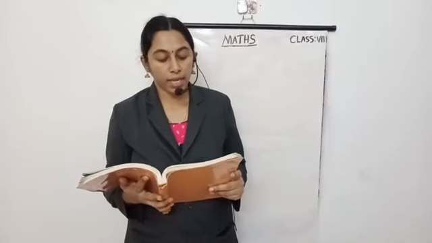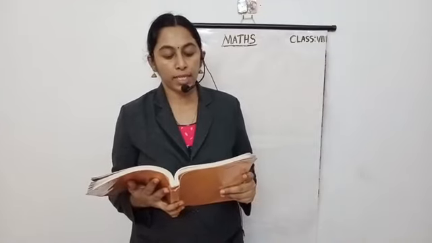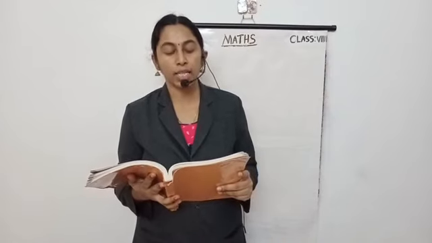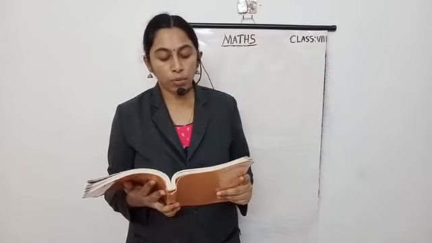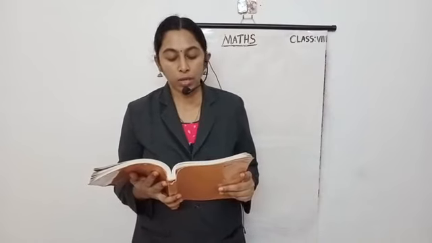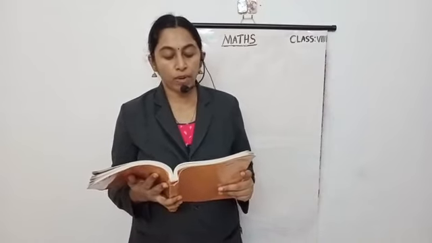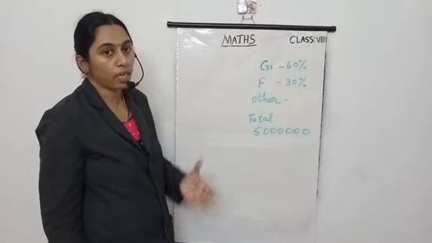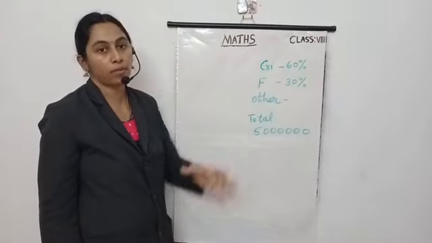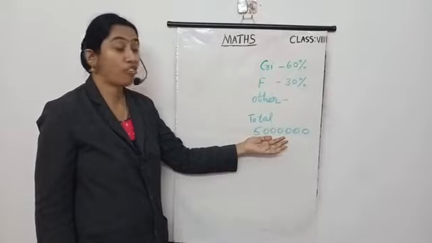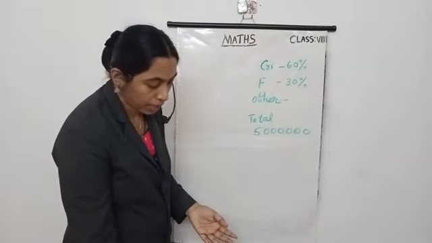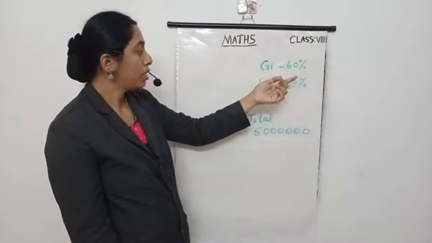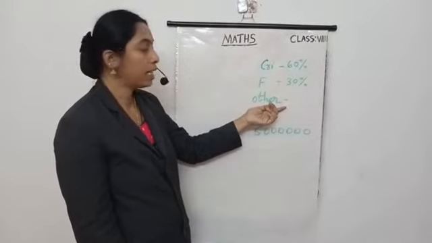Now question number 6. If 60% people in a city like cricket, 30% like football and the remaining like other games, then what percentage of the people like other games? If the total number of people are 50 lakh, find the exact number who like each type of game. So given in question, some people are surveyed. 50 lakh people surveyed, and cricket 60% people like, football 30%, others we don't know.